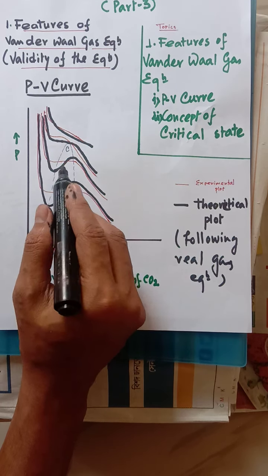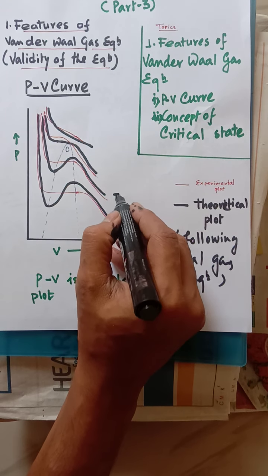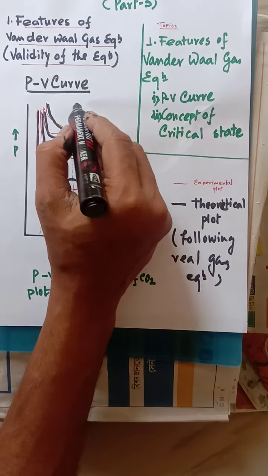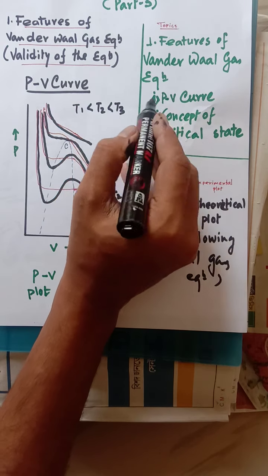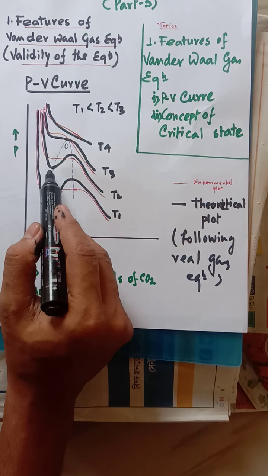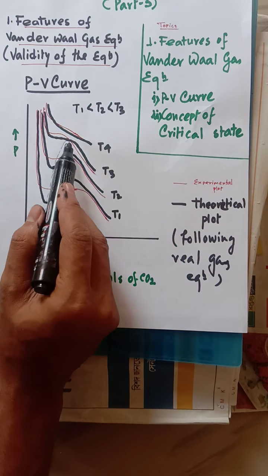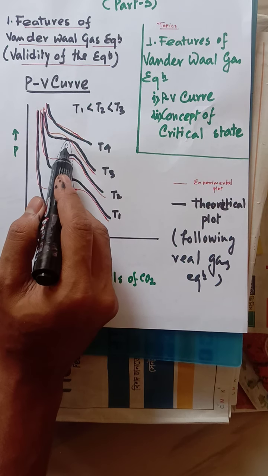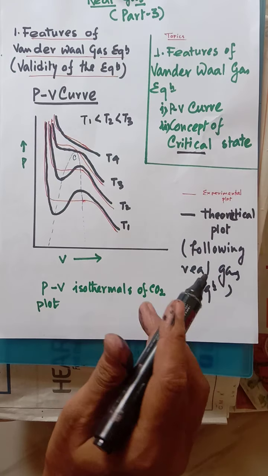But as we rise up in temperature, say T1, T2, T3, and T4, where T1 is the lowest temperature, less than T2, less than T3, and so on, we can see that the amount of minimum and maximum is lowered. At a certain point, it is more or less identical with the experimental plot. This point is known as the critical state. As I told you, we also learn about the critical state.